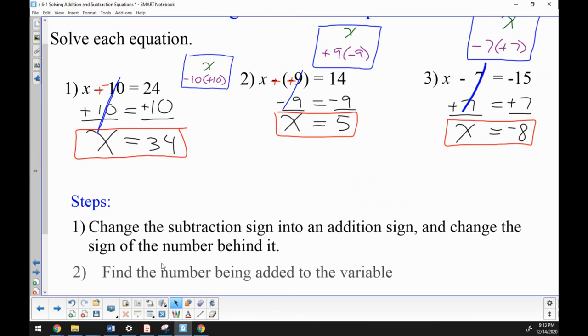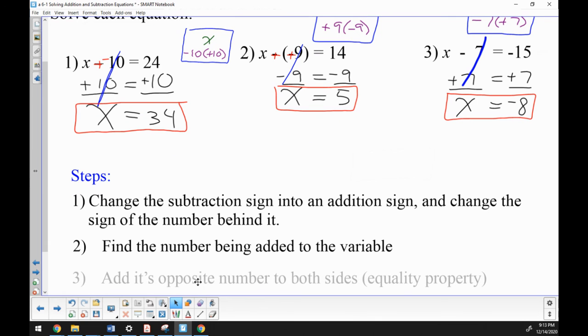The second step is find the number being added to the variable, and technically you are always being added. Even if it's minus 10, it's the same as adding a negative 10. Even if you are minusing 7, because of keep, change, change, it is the same as adding negative 7. So find the number being added or subtracting the negative. It's the same thing. The third step is to add its opposite number to both sides.